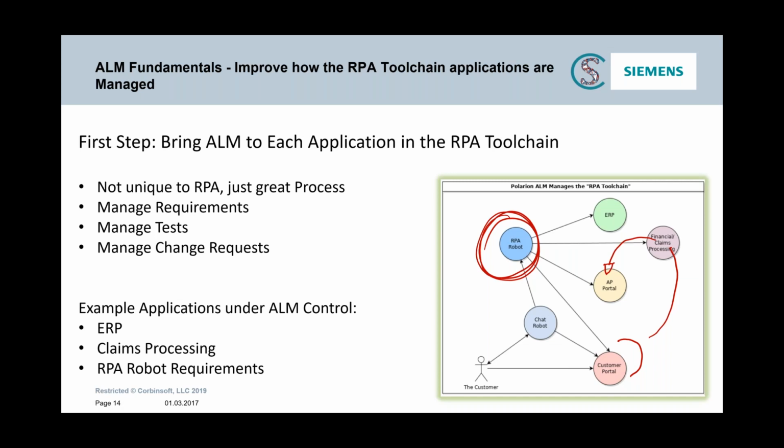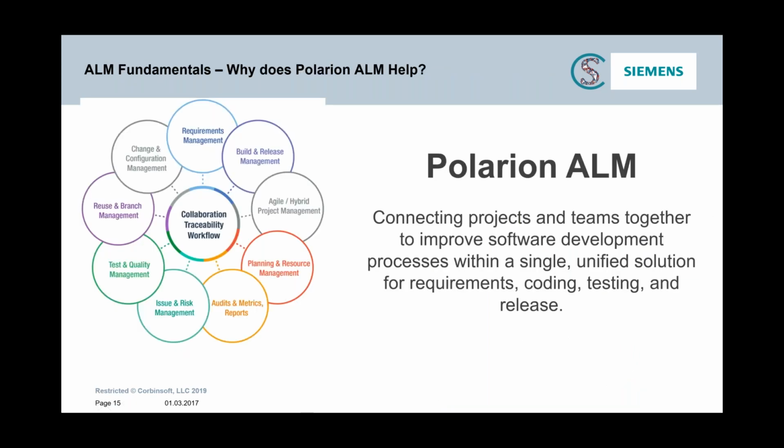And the first step is to make sure that everything that's going on in ERP or in your claims processing application or in the customer portal is really well managed, that the requirements are well understood, that the application is tested, and that change requests are processed in a very attractive way. Polarion ALM is all about these fundamentals. So it is designed to allow for global collaboration, to easily connect projects and teams at an enterprise scale, not just at a work group scale. This is an important distinguishing factor to Polarion. It offers a complete enterprise approach to a unified solution for all of the things that we're talking about.